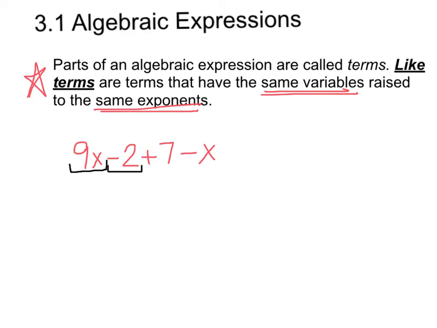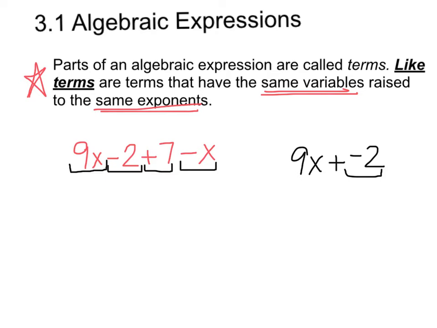But remember, I'm going to write this off to the side here. It's the same as 9x plus a -2. So -2 and -2 mean the same thing. Our next term is 7, and our next term is -x, or -1x. Make sure you understand that like terms are not all of these things. We have to identify the like terms within all 4 of these terms.